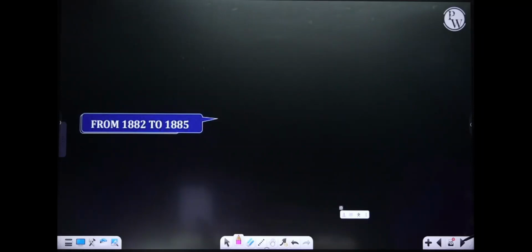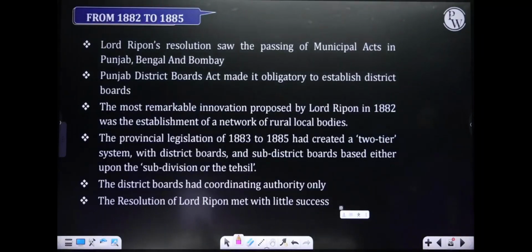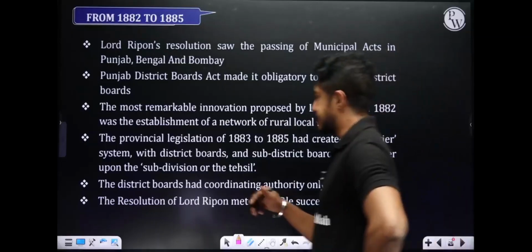From 1882 to 1885, Lord Ripon's resolution saw the passing of municipal acts in Punjab, Bengal, and Bombay. Punjab made it obligatory to establish district boards. The most remarkable innovation proposed by Lord Ripon in 1882 was the establishment of a network of rural local bodies. The provincial legislation of 1883 to 1885 had created a two-tier system with district boards and sub-district boards based either upon the subdivision or the tehsil. District boards had coordinating authority only. The resolution of Lord Ripon met with little success.